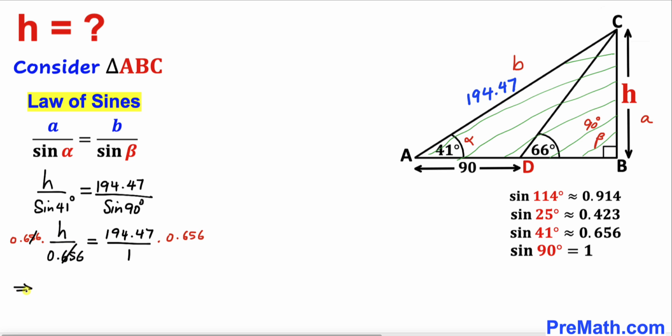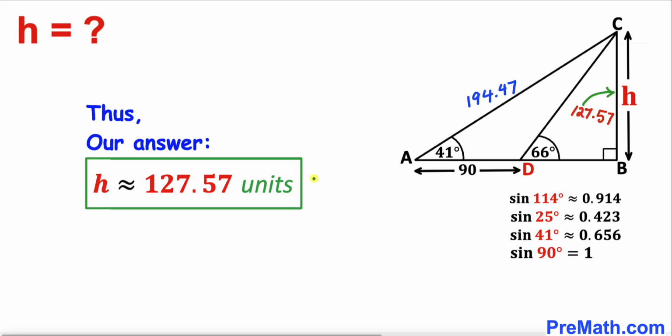So our height H turns out to be approximately equal to, if we multiply these, that is going to give us 127.57 units. And thus here's our final answer.